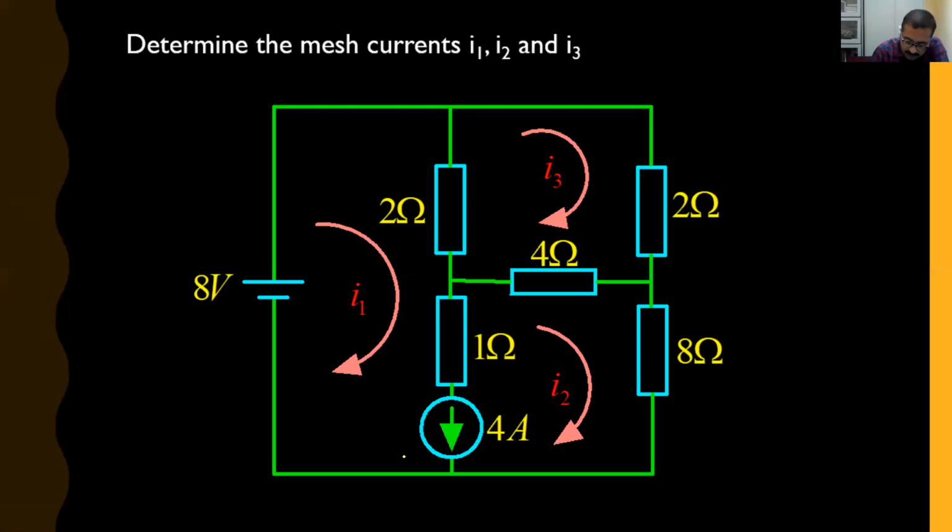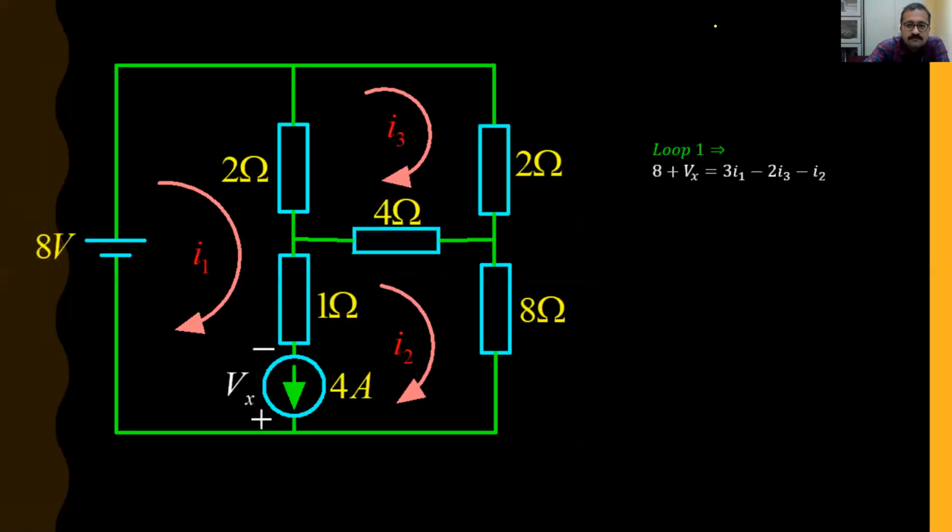So this is plus, this is minus, and this is Vx. If you assume this current direction, minus to plus potential rise 8, then minus to plus potential rise 8 plus Vx must be equal to what? 2 into I1 minus I3 plus 1 into I1 minus I2. So this is for loop 1. That's what you are getting for loop 1.